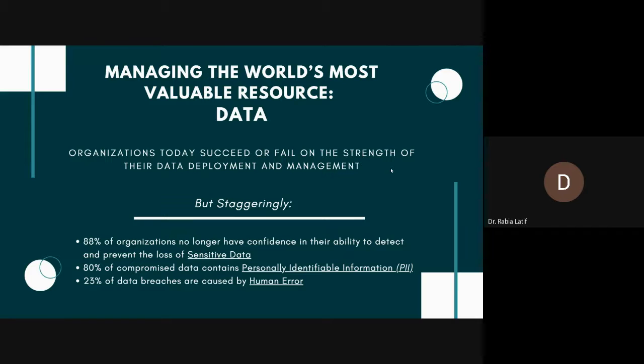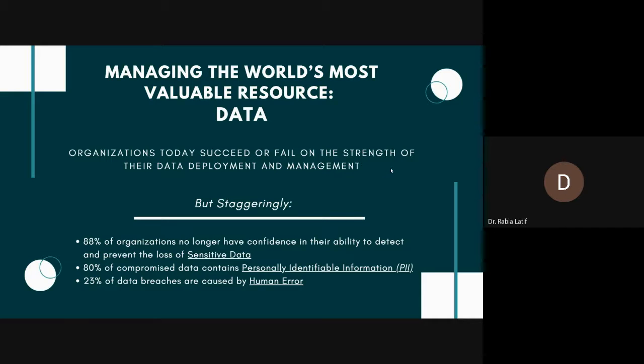80% of compromised data contains personally identifiable information. And personally identifiable information is a main target of attackers. For example, your name, your mobile numbers, your social security numbers, your credit card numbers, your bank account details. So it is a disaster. If an attacker is able to get your PII, it will affect the organization and their users, customers very badly.